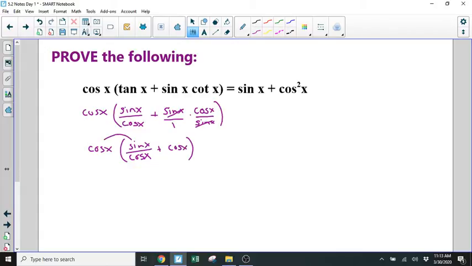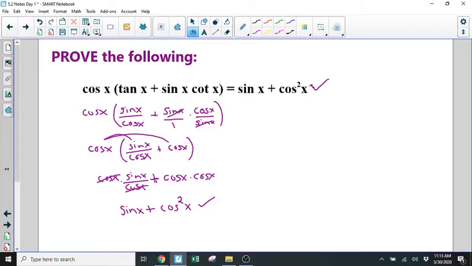My next step is going to be to distribute this cosine of x. So I've got a cosine of x times our first term and a cosine of x times our second term. And in the first term, my cosines are going to cancel, leaving me with sine of x. And in the second one, cosine of x times cosine of x is cosine squared. And always keeping an eye on what you're trying to match, because actually we would stop here. It matches our right-hand side. We would be done.